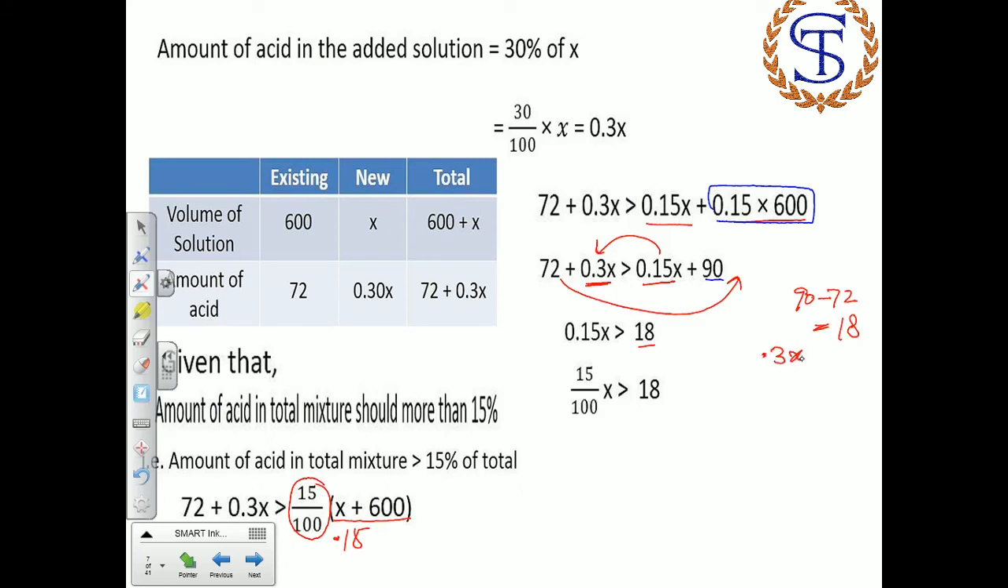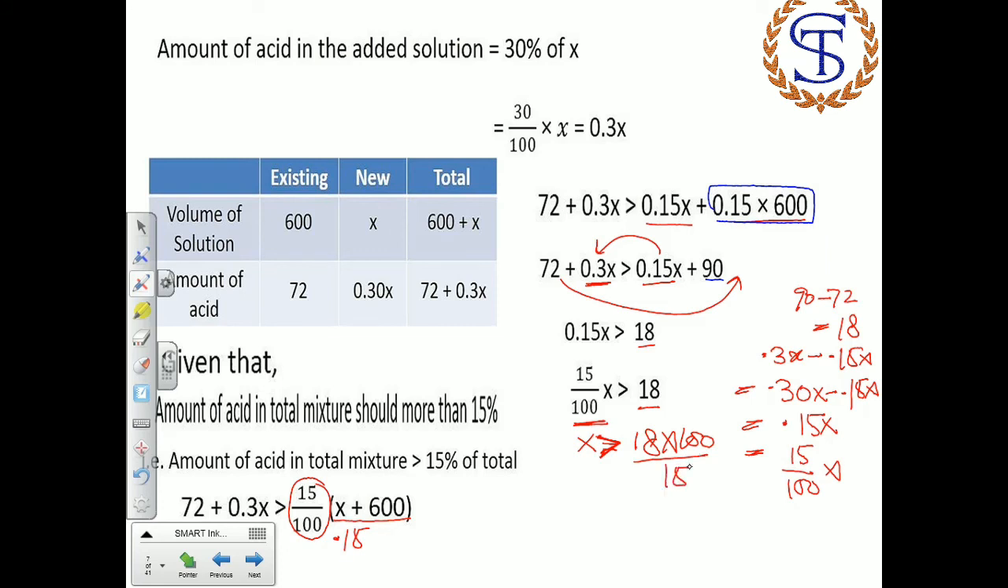And 0.3x minus 0.15x, that is 0.30x minus 0.15x, will give us 0.15x, and this 0.15 can be written as 15 upon 100 x. So here it is 15/100 x greater than 18, and on simplification of this, x is greater than 18 into 100 upon 15.